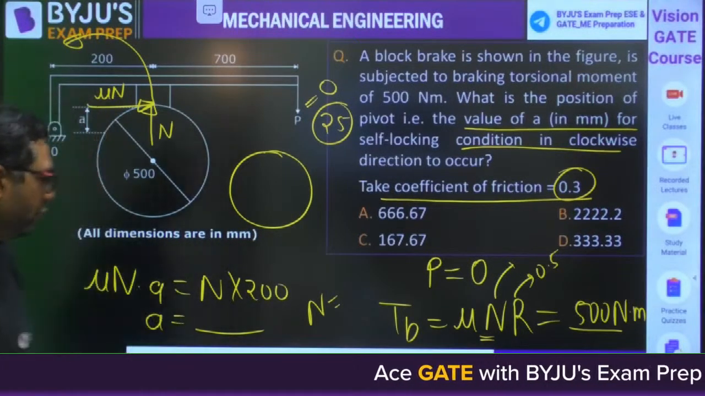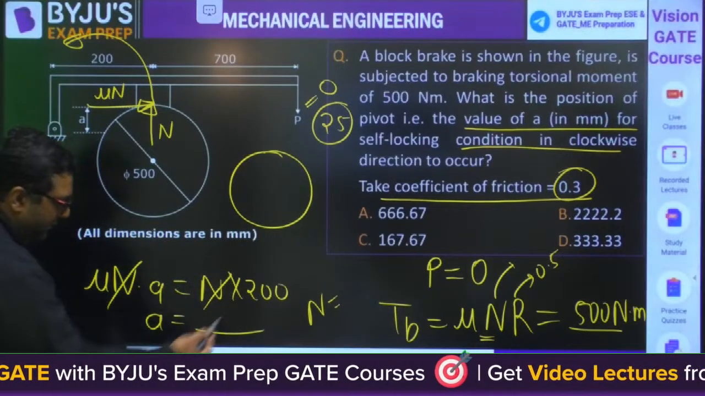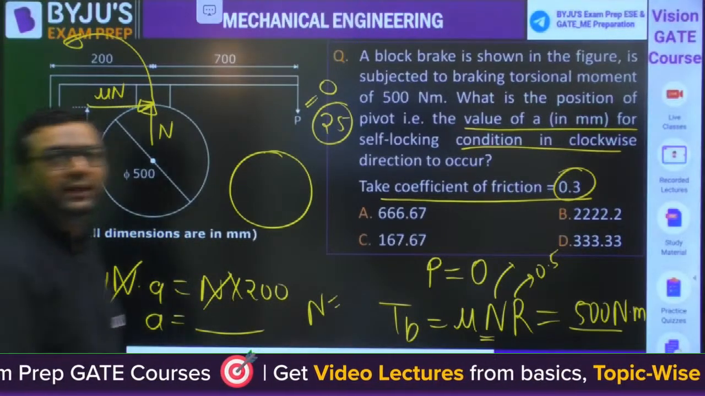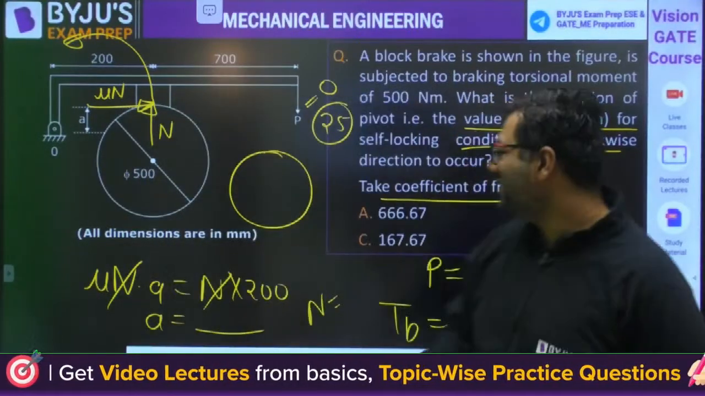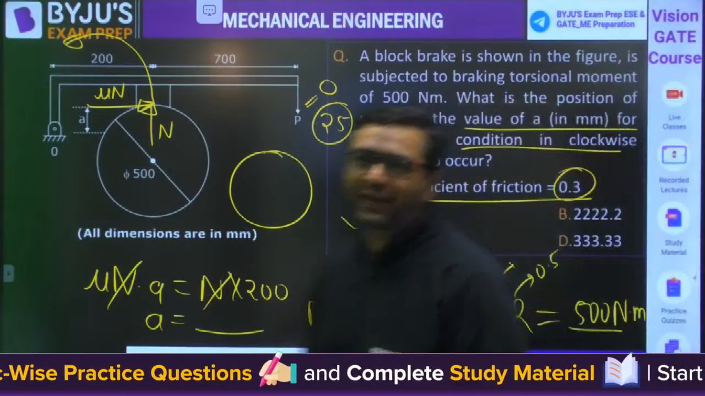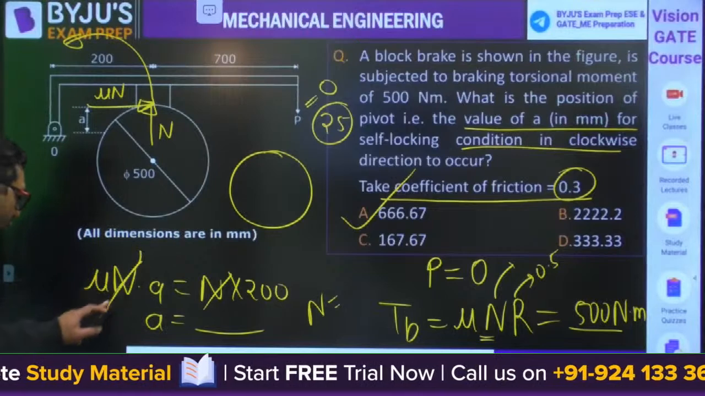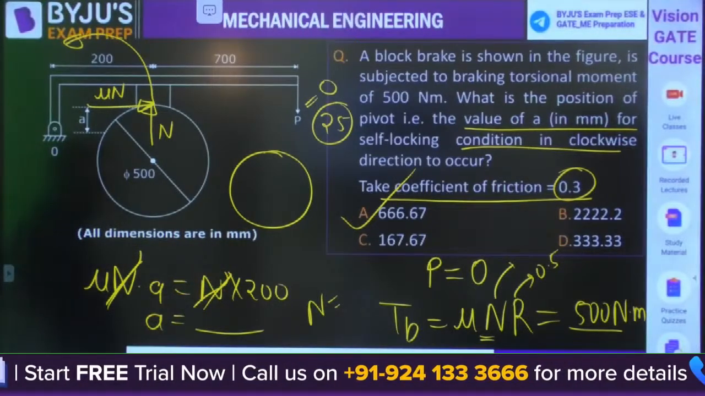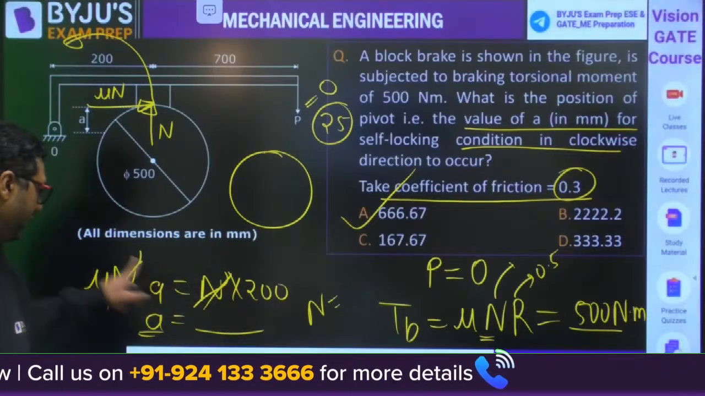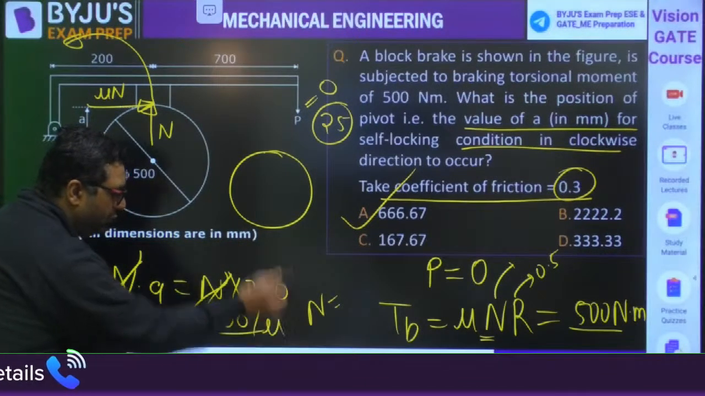Even you need not calculate n, n will get cancelled out. So you can get A as simply 200 by 0.3. So the answer will be A for this. A will be simply 200 divided by mu.